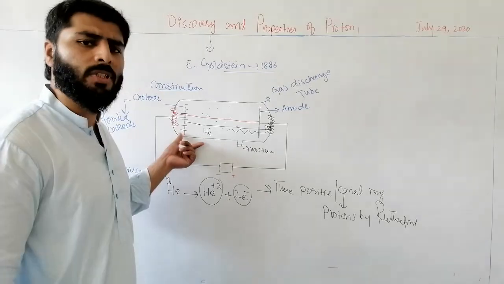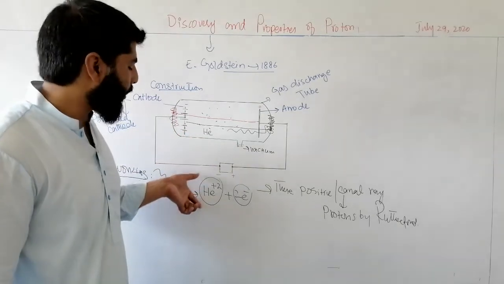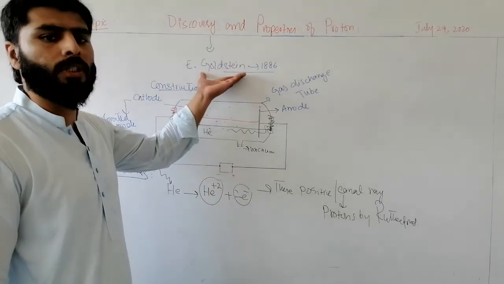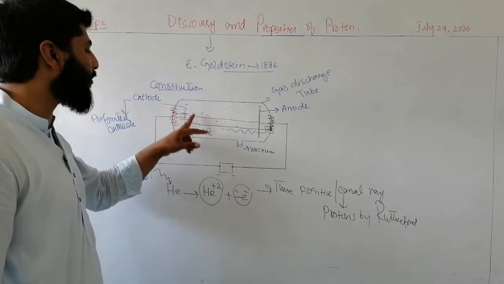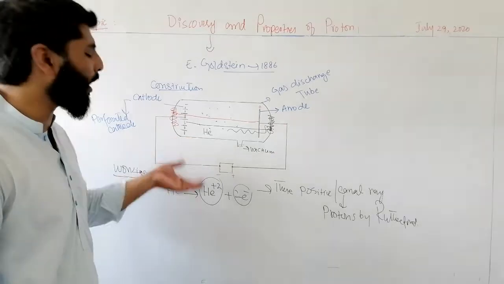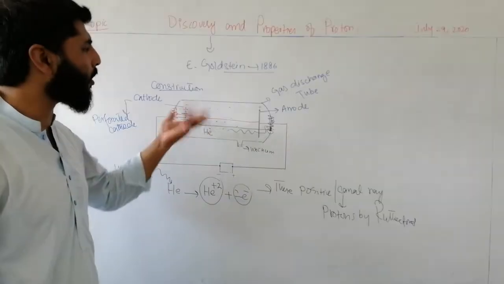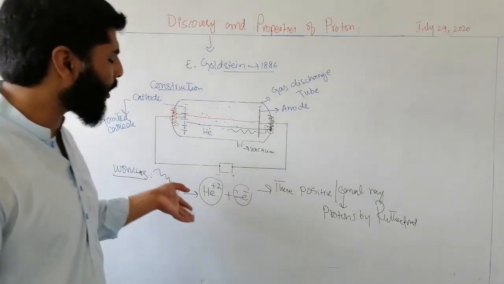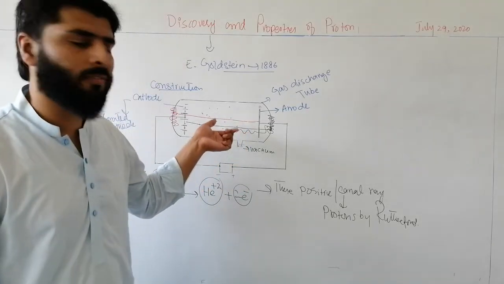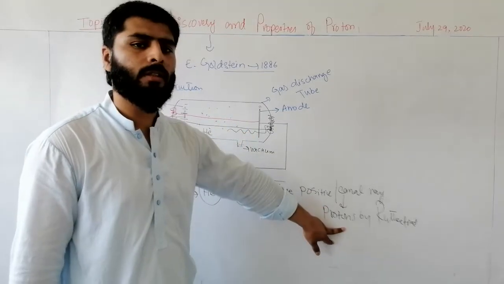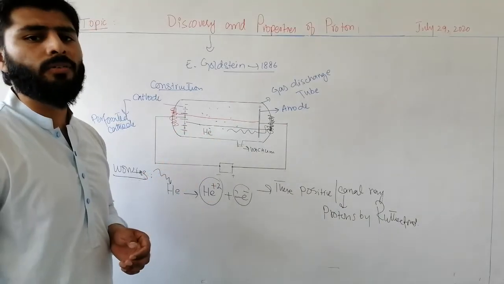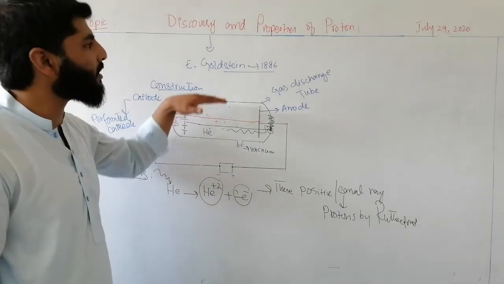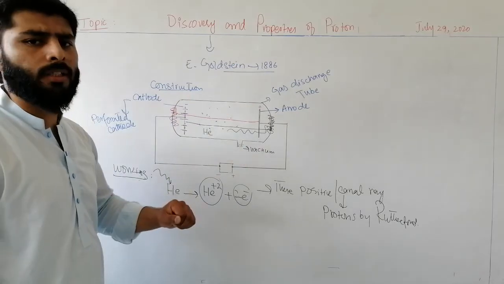Canal rays or positive rays were named by Goldstein as they carry positive charge and travel through the holes. That's why he named them canal rays or positive rays. Later on, Rutherford named these positive rays as protons. Students, now we have the properties of positive rays or canal rays or protons.